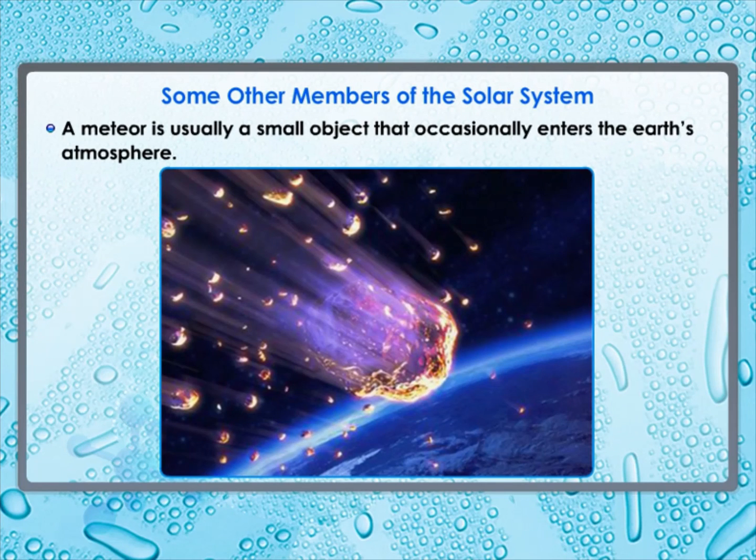At night, when the sky is clear and the moon is not there, you may sometimes see bright streaks of light in the sky. These are commonly known as shooting stars, although they are not stars. They are called meteors. A meteor is usually a small object that occasionally enters the Earth's atmosphere. At that time, it has a very high speed. The friction due to the atmosphere heats it up. It glows and evaporates quickly. That is why the bright streak lasts for a very short time.